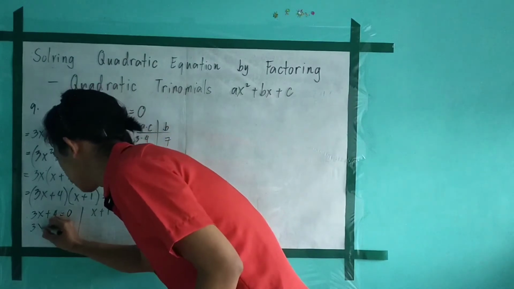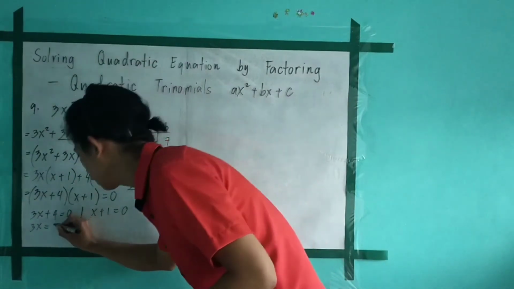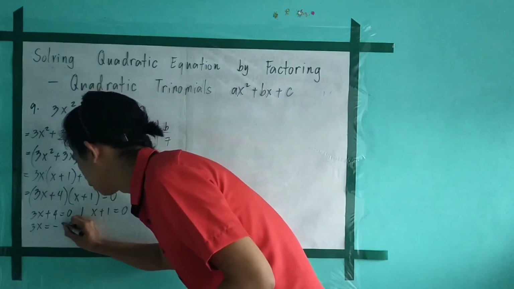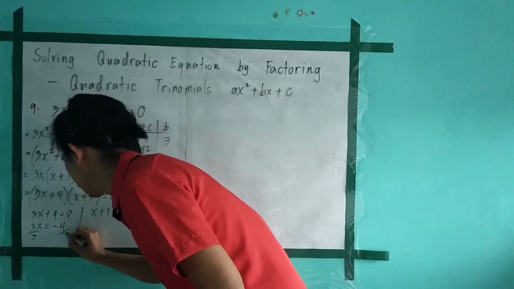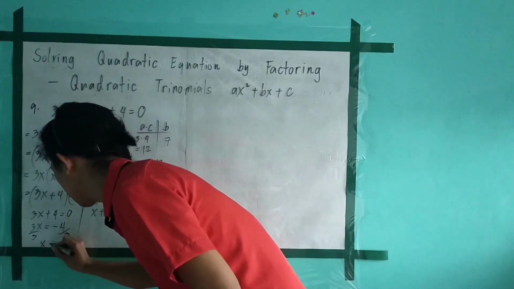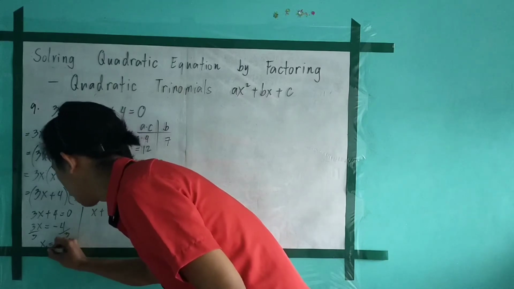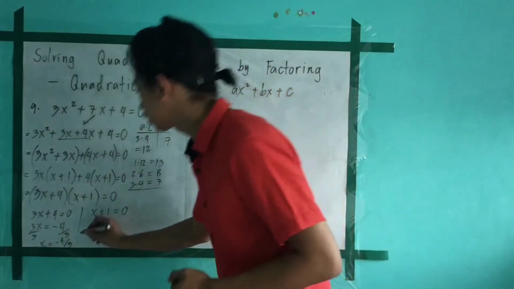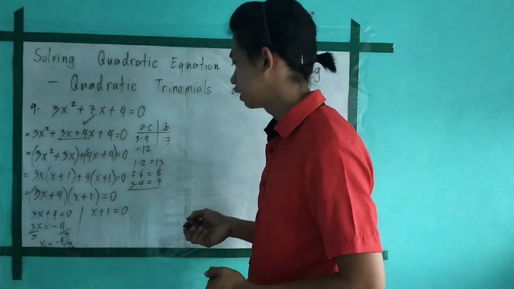So, we have 3x is equal to positive 4. Transpose natin, magiging negative 4. Divide both sides by 3. Our variable x now is equal to negative 4 over 3. Our x sub 1 or the first solution is equal to negative 4/3.